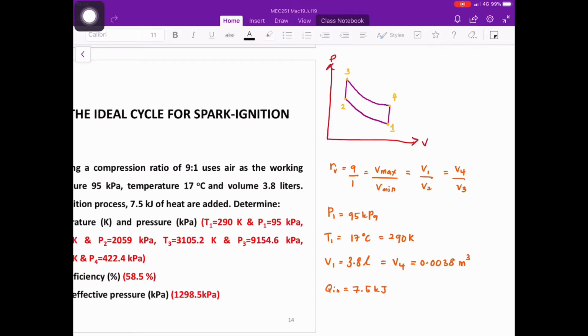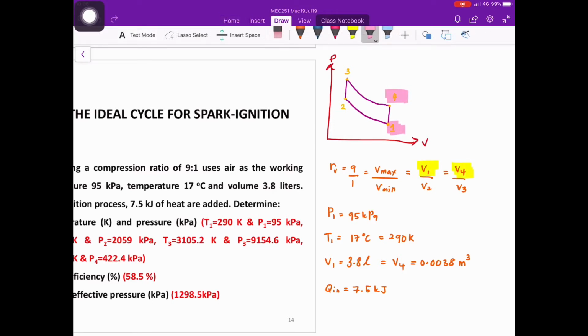We have the compression ratio. Compression ratio is denoted by RV. It is the ratio between the maximum volume to the minimum volume. The maximum volume occurs at state 1 and 4, while the minimum volume is at state 2 and 3. The value for the compression ratio given is 9:1.